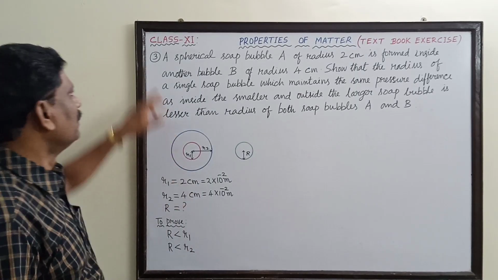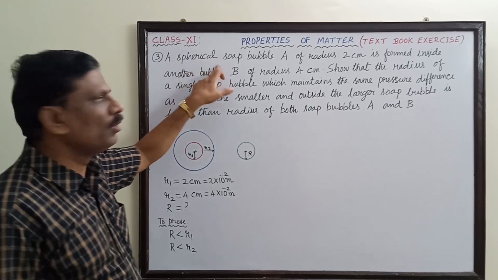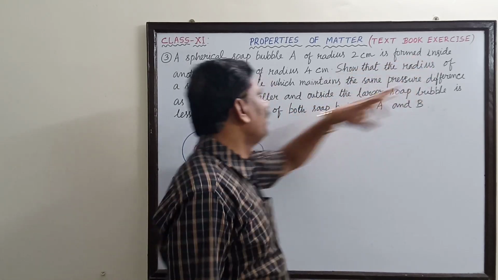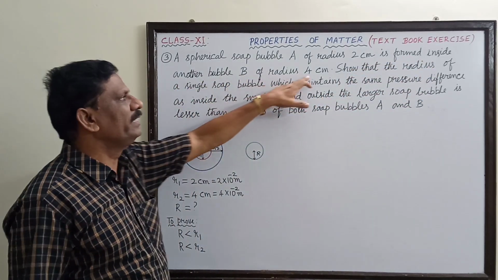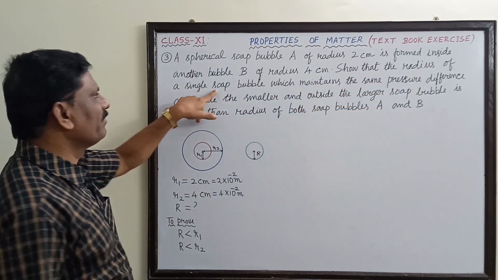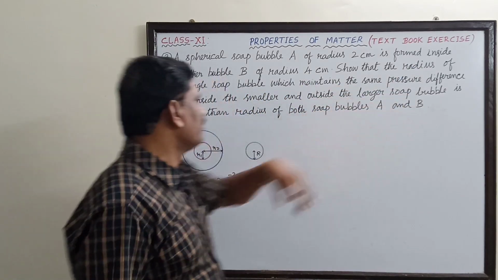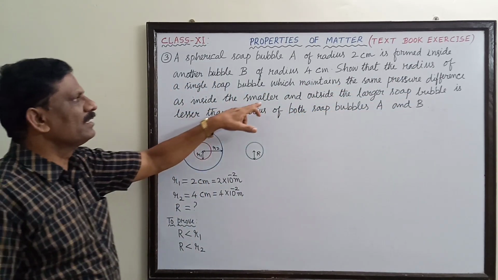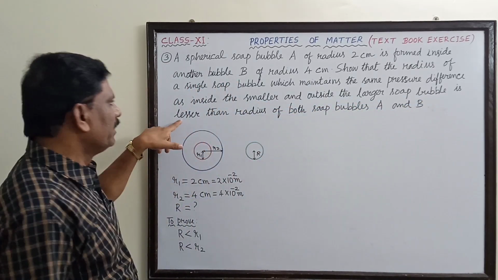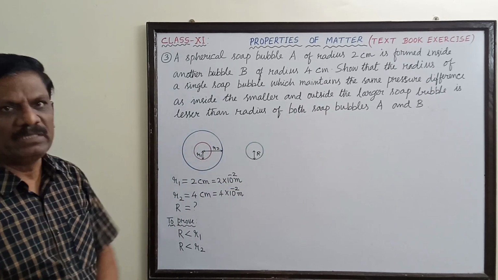Hi students, now we are going to solve the third numerical problem. A spherical soap bubble A of radius 2 cm is formed inside another bubble B of radius 4 cm. Show that the radius of a single soap bubble which maintains the same pressure difference as inside the smaller and outside the larger soap bubble is lesser than the radius of both the soap bubbles A and B.